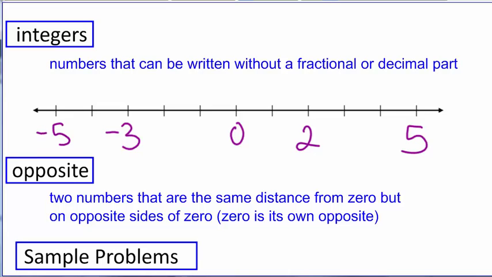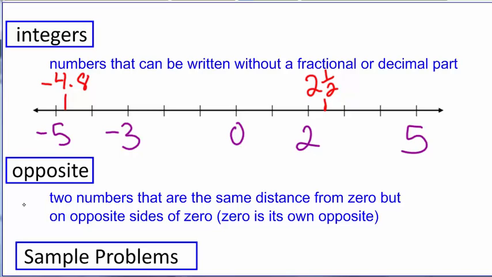But something that would not be an integer would be something that comes in between these here, like if this was negative 4.8. It is not an integer because it has a decimal part. Or if I have something like 2.5, not an integer because it has a fractional piece to it.